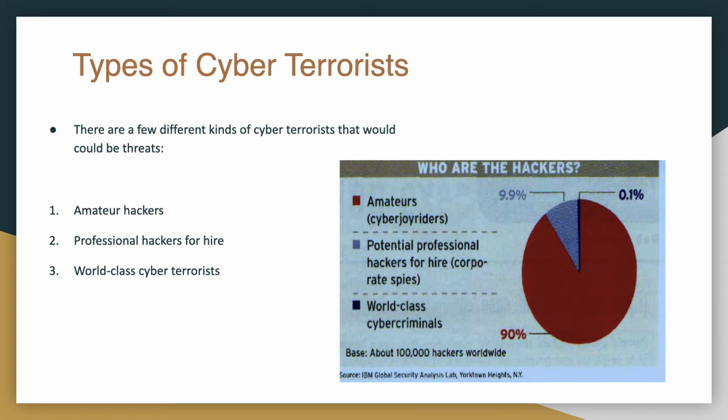So, types of cyber terrorists. There's three different types. Amateur hackers, which consist of 90% of hackers around the world. The second is the professional hackers for hire, which is around 9.9%. And the third and final one is world-class cyber terrorists, which consists of 0.1%.